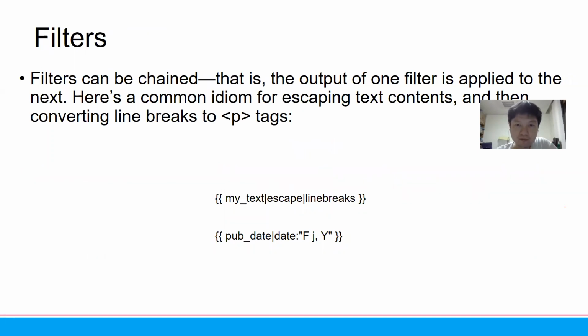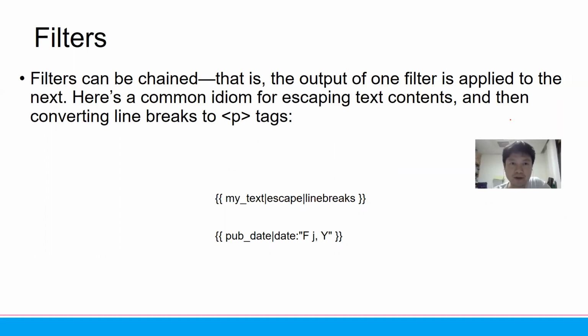So the filters can be chained. What does it mean by chain? The chain means it can continue with some other rules or some other filtering functions, so the output of one filter is applied to the next. The common idiom is like you have the p, a paragraph that is very long, and you want to separate it into some particular lines. Let's say we have my_text. My_text is one variable, and I want to filter with escape, and I want to filter with line breaks. So first I want to check whether there is an escape or not, and next I want to check if there is a line break or not.